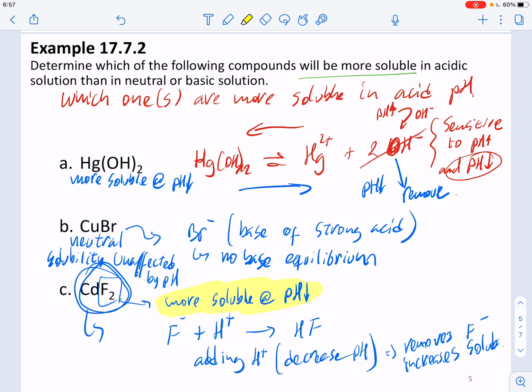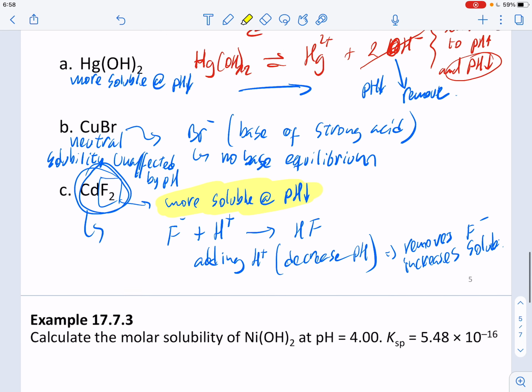All right. So from the conceptual point of view, you have to look at whether the anion has acid-base equilibria, and from that you can determine if there's going to be an impact of pH on the solubility of that salt. If the salt is neutral, then the pH is not going to affect its solubility. And if the anion is basic, then yes, they're going to be more soluble in acid media than they will be in basic media.